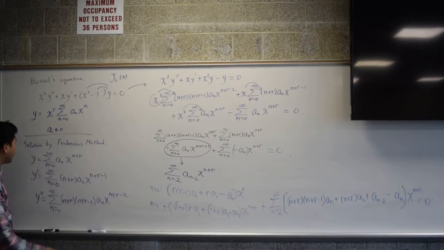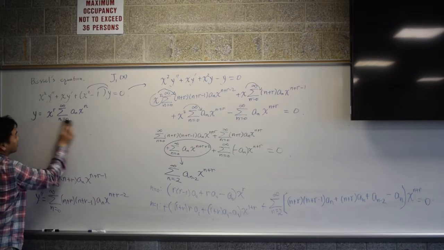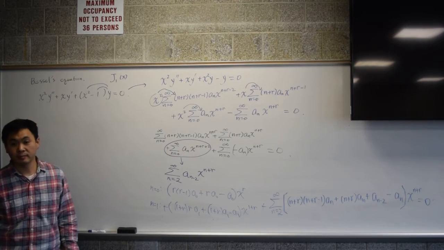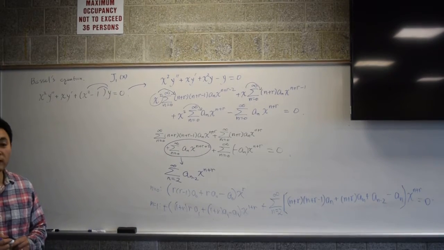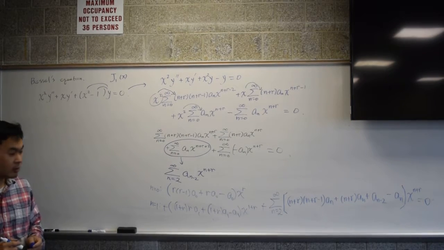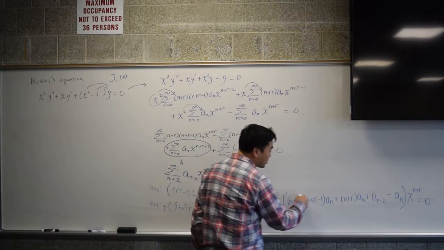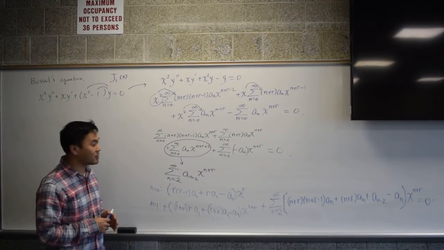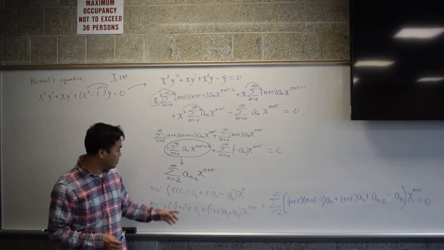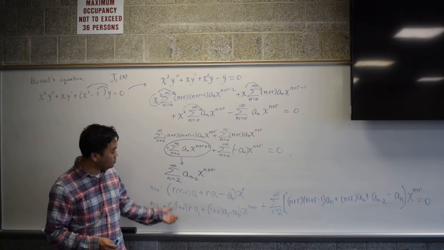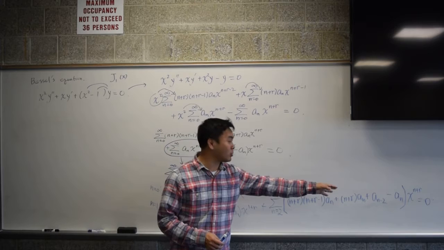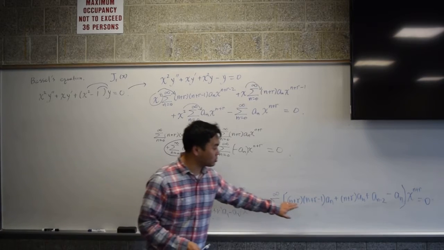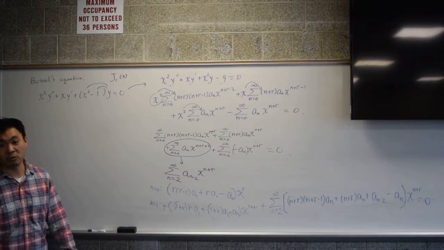Okay, so now what do we do? Yeah, the recurrence relation. Setting this equal to 0 gives you the recurrence relation, right? But what we are trying to use is the fact that if you have some power series and you have coefficients and it's equal to 0 for all values of x, then we know that each coefficient must equal 0. Okay? And that's how we get the recurrence relation.